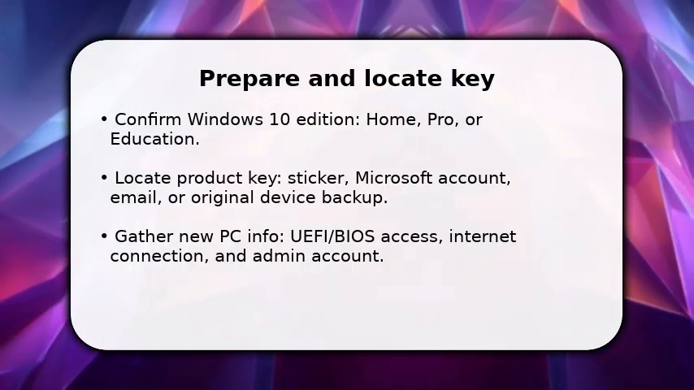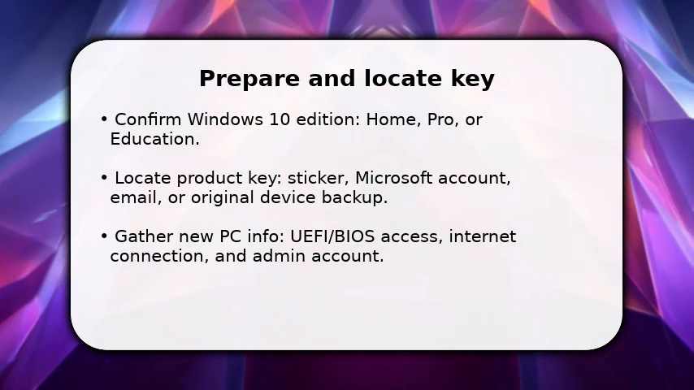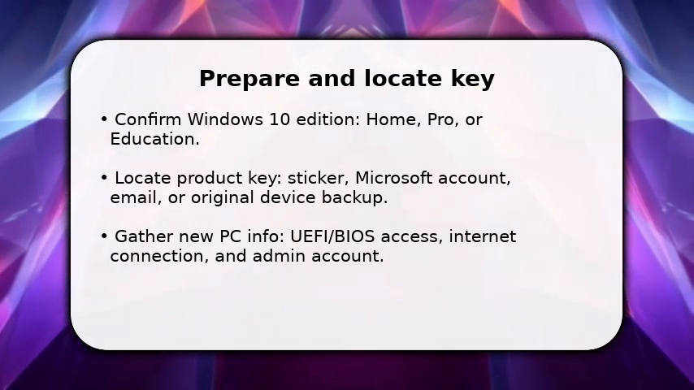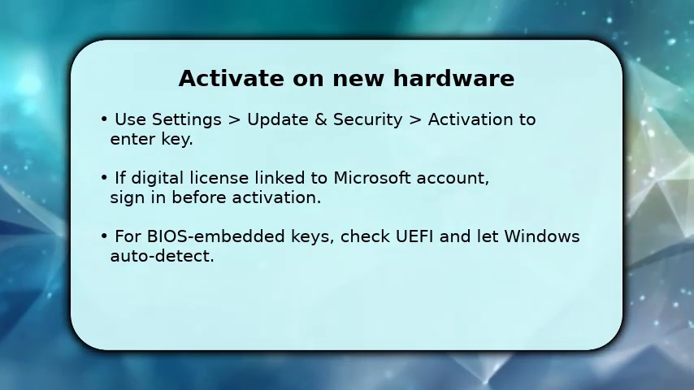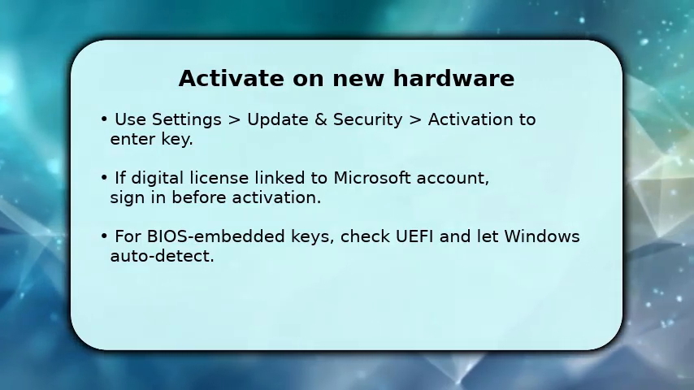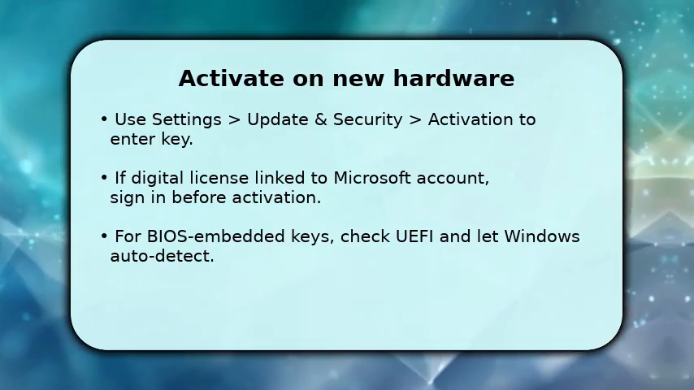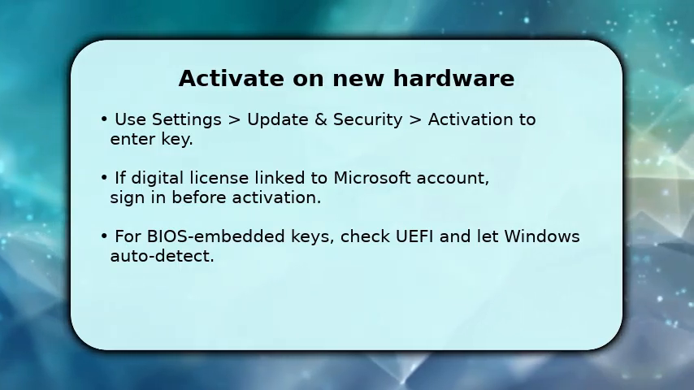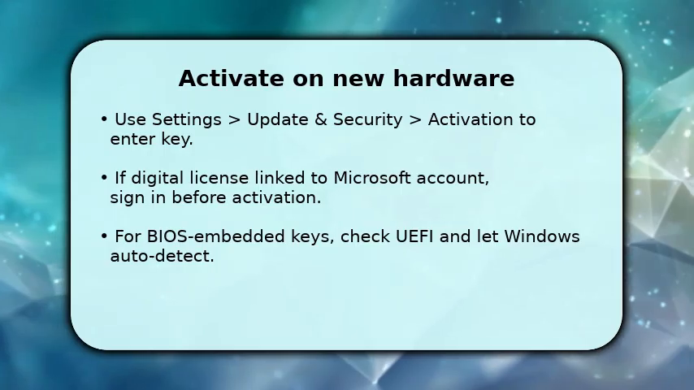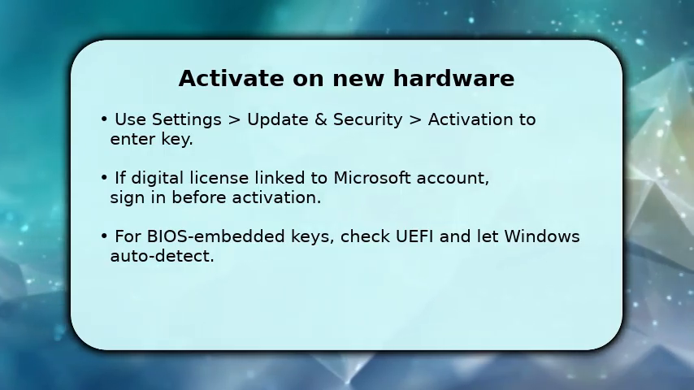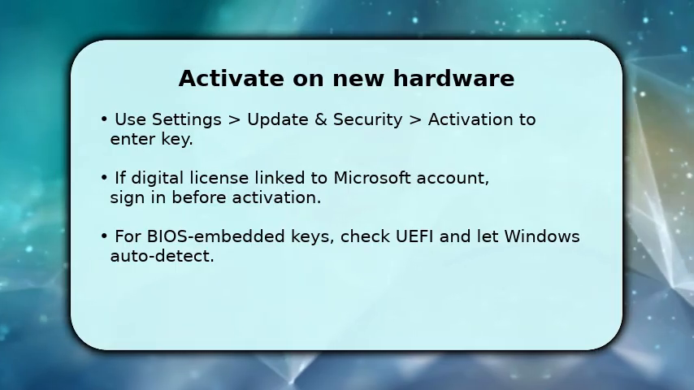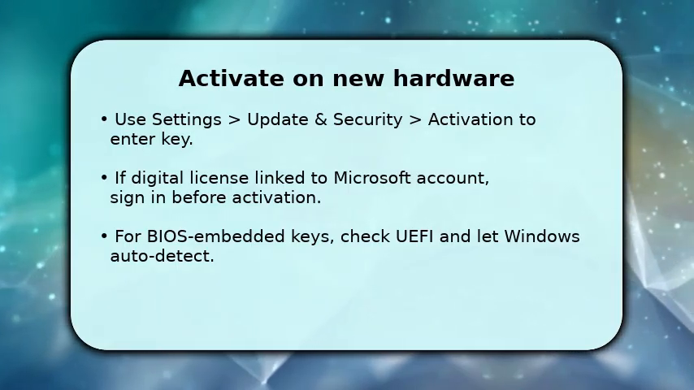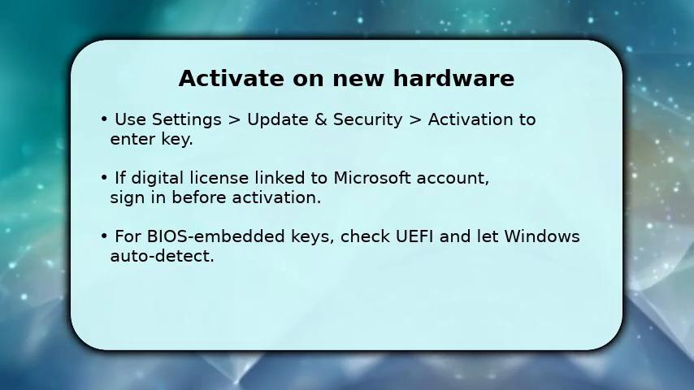Now, move to activation steps so Windows accepts that key on the new hardware. You open Settings, go to Update and Security, and choose Activation to enter your product key. This is the direct path. If your license was a digital entitlement tied to your Microsoft account, sign in first so Windows recognizes the license automatically. If the key was embedded in firmware on the old device, check UEFI on the new machine. Sometimes OEM keys migrate or require re-entry.